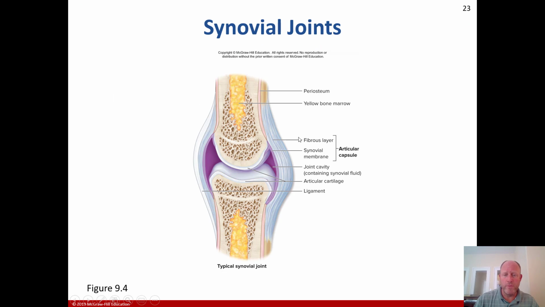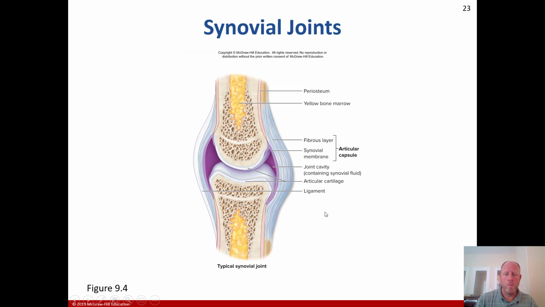Here's an image of a synovial joint. Here we have the periosteum of the bone, in this case. Then at the end of each of these bones, we have our articular cartilage, and the joint cavity containing synovial fluid between those 2 bones, and the synovial membrane. The yellow bone marrow is inside the bone here as well. And the articular capsule refers to the fibrous layer and the synovial membrane.